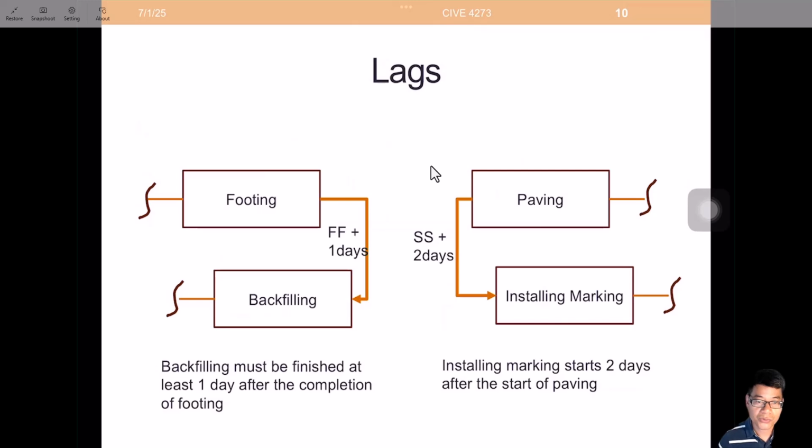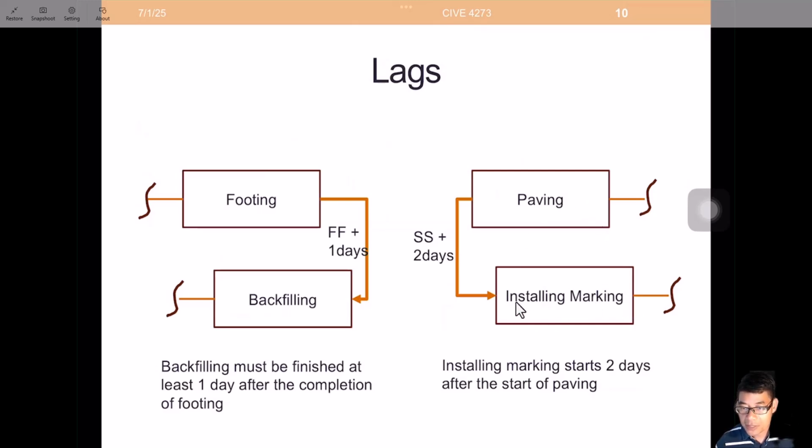Next, we are going to talk about lags applied to finish to finish and start to start logic relationships. This one is footing and backfilling. Backfilling is dependent on the completion of the footing plus a 1 day lag. What this is saying is backfilling must be finished at least 1 day after the completion of the footing. Then this one is applied on start to start logic with 2 days of lag.